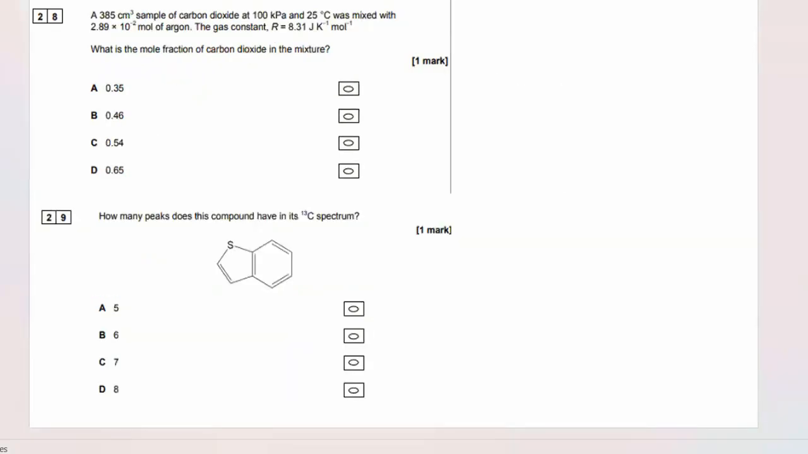A solution of lead 2 chloride. We just did that one.